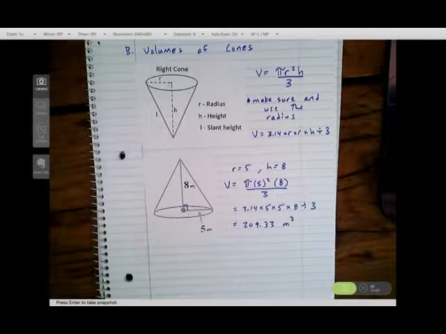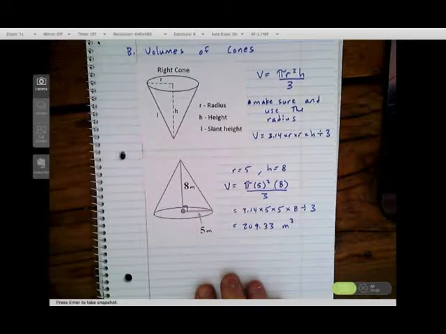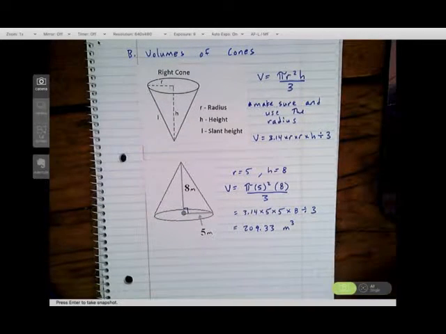Okay, so volumes of pyramids, volumes of cones. I hope that is enough to get you through sections 7.3 and 7.4. So please let me know if you have any questions. Thank you.